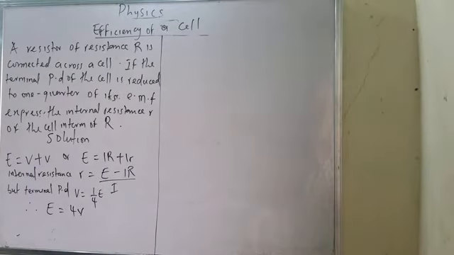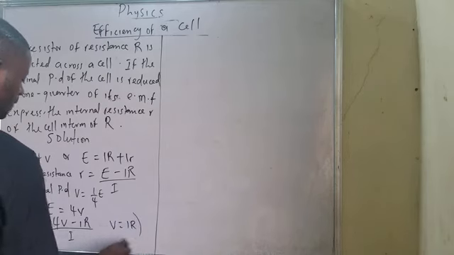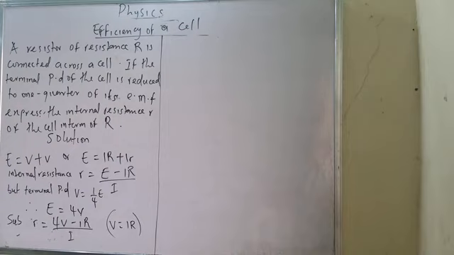Now, by so doing, I can substitute this into this. It means my r will be equals to E minus V, which is 4V minus IR, divided by I. Don't forget, from Ohm's law, we know that this is applied.